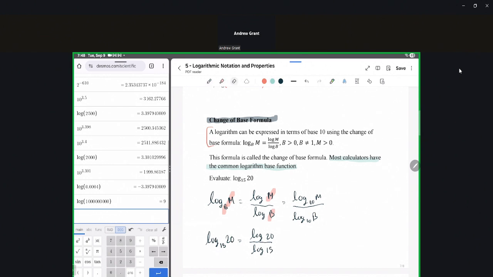Oops, I deleted a whole bunch of it. There we go. So I'm just trying to highlight for those who are going to be watching this later on YouTube. Okay, so the change of base formula, super helpful. So we can actually type this in and see what this looks like.